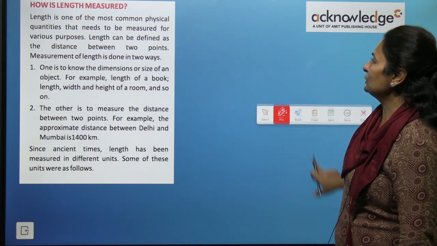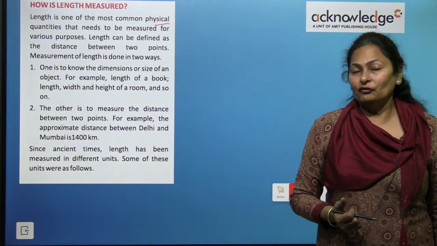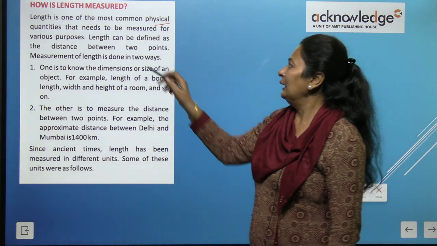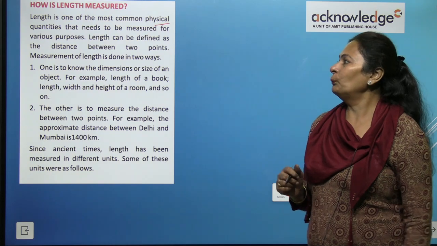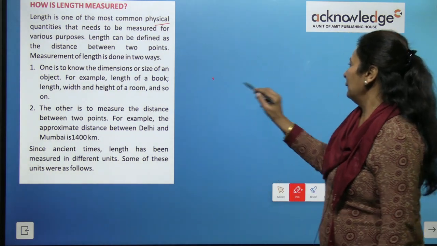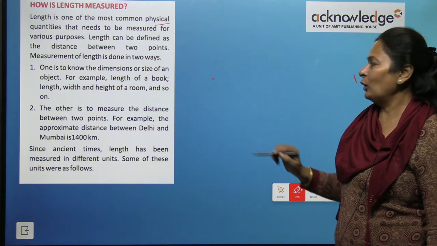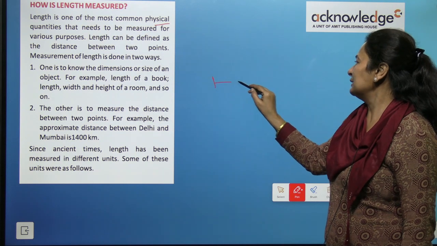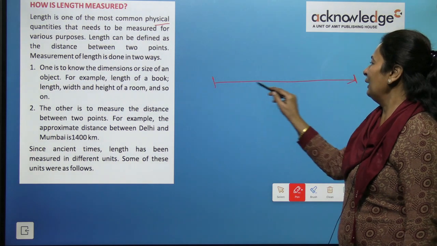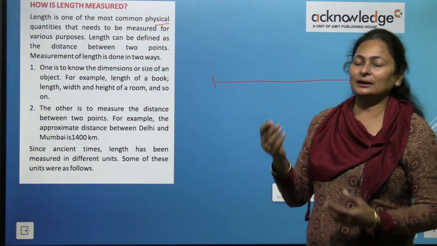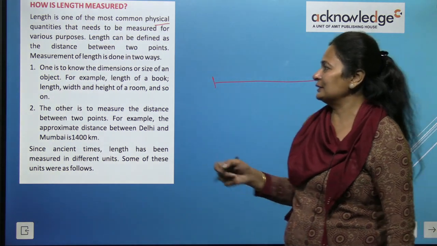Length is the most common physical quantity that needs to be measured for various purposes. Length can be defined as the distance between 2 points. So, here is a point. I am standing here and my class is here. How much distance do I need to cover to reach my class? We will measure it in meters, centimeters and kilometers, right?